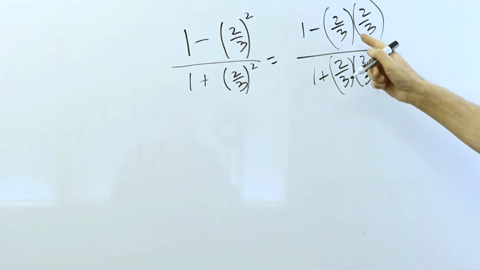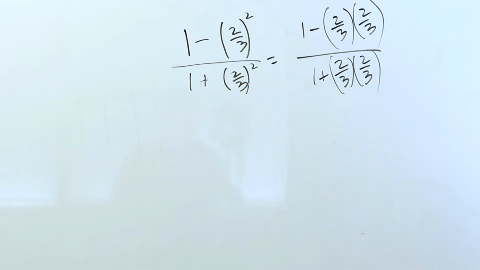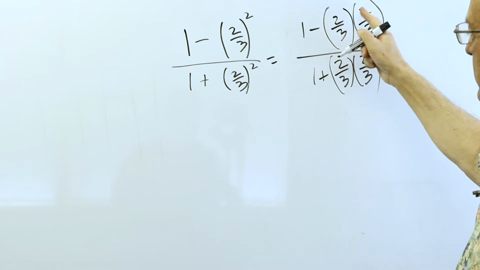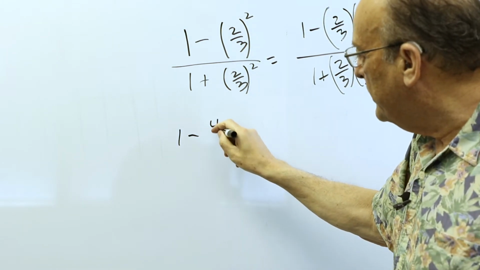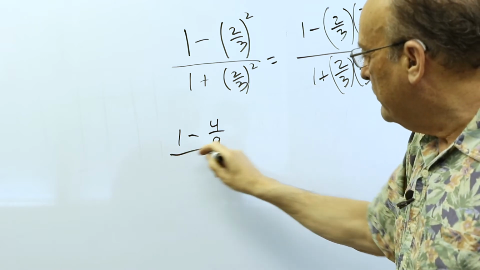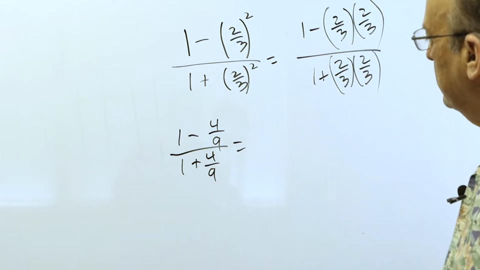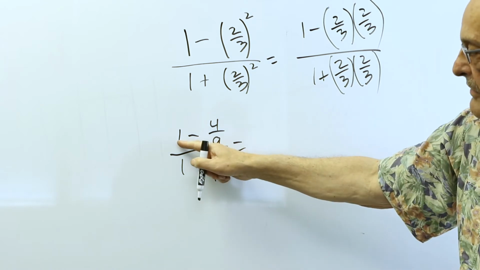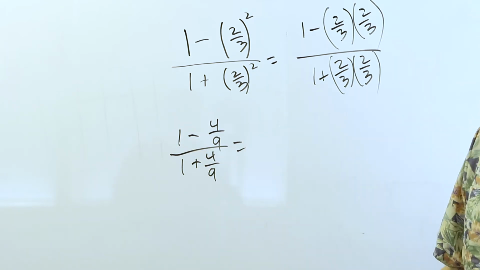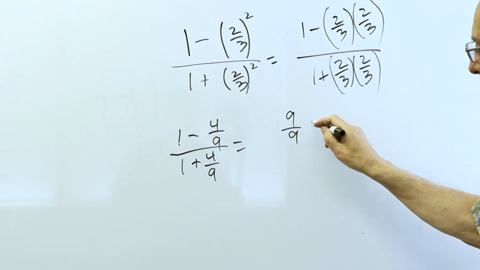So now this step was very easy. We're just saying 2/3 squared is 2/3 times 2/3. The next step, slightly harder. We multiply the two numerators, we multiply the two denominators, and we get 1 minus 4/9 over 1 plus 4/9. And then we can change one whole into many things, like 2/2, 3/3, but it's easiest to change it to 9/9. So we get a common denominator.